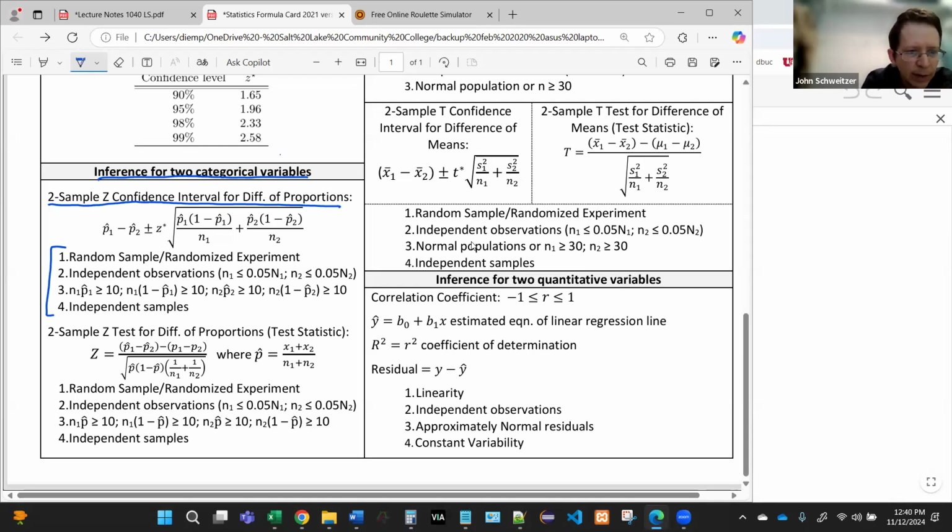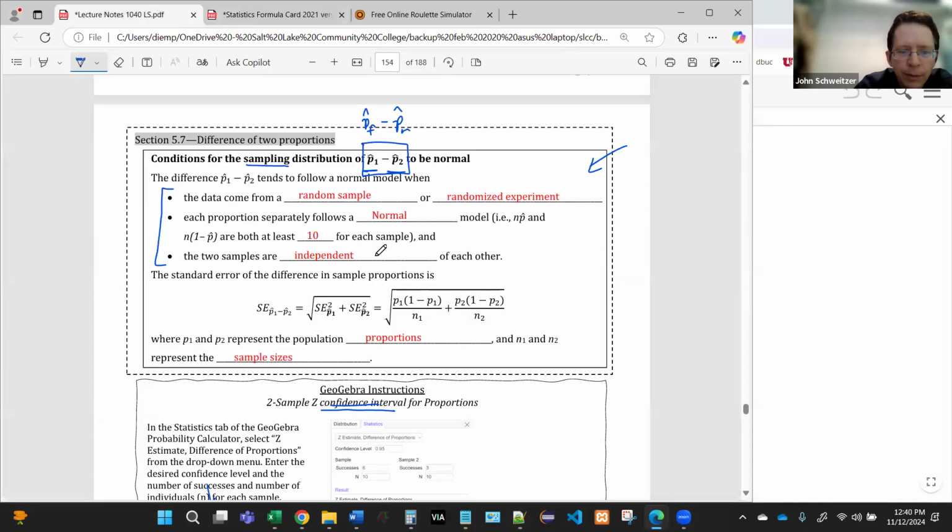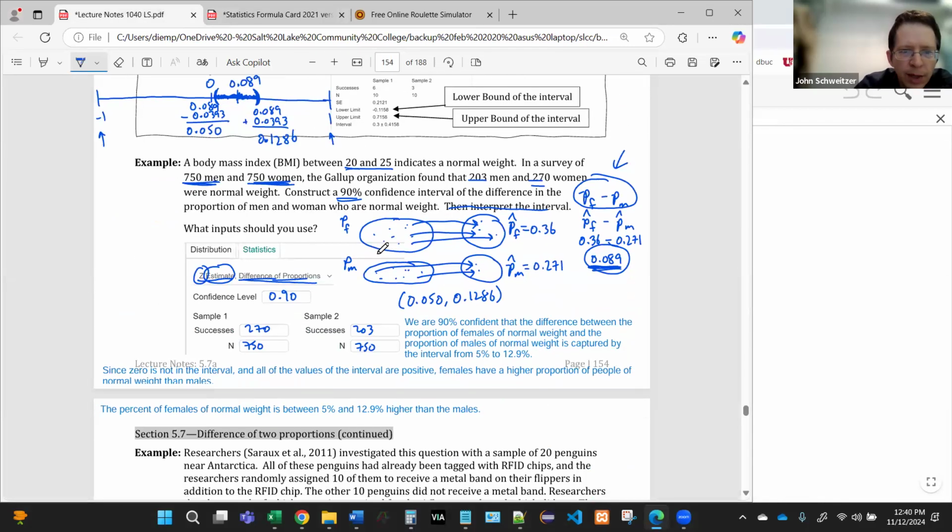The first is that we have a random sample. You'll want to bring this formula card with you, or at least parts of it, to exam 4 next week. You'll have to go through each of these 4 requirements. So first of all, do we have a random sample in this BMI study?